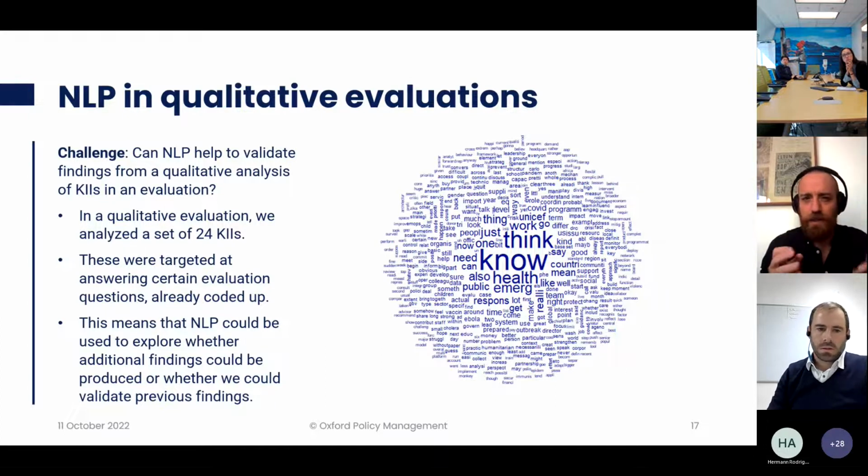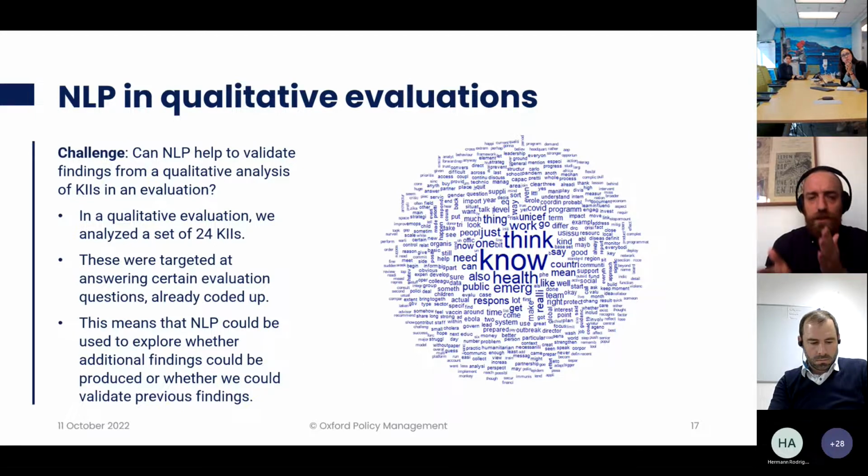Which is not that uncommon. If you do a qualitative evaluation, many of our qualitative evaluations have a limited number of key informant interviews, right? And so the question is, can we do something with NLP that can either help us to generate additional findings, or can we validate some previous findings, right? From the work that our qualitative analysts or colleagues do on these key informant interviews.